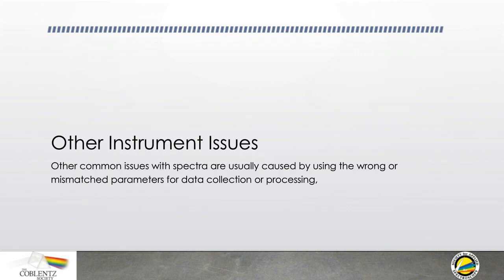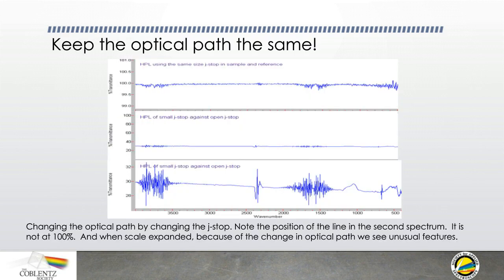Okay, we've talked about the instrument and when you walk up to it, what you should be doing. But there are other situations that can occur with an instrument where the instrument may not actually be broken, but there are other issues that you want to think about. And the first one is keeping the optical path the same.